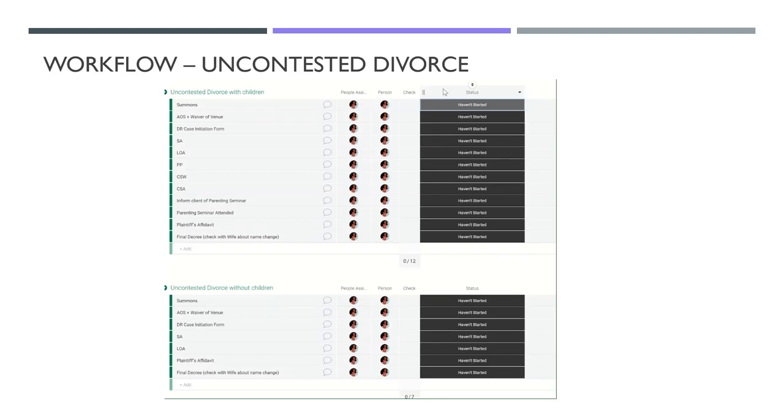So here's the workflow for my uncontested divorce. It's fairly simple, works the same way as anything else. You can change the person it's assigned to, who's assigning it. You can add a check mark if you want to, the statuses, and that's it. So all the workflows work the exact same way, which is you have a list of what needs to be done, you have who it's assigned to, and then you have the status. That's all any checklist or workflow should ever do.